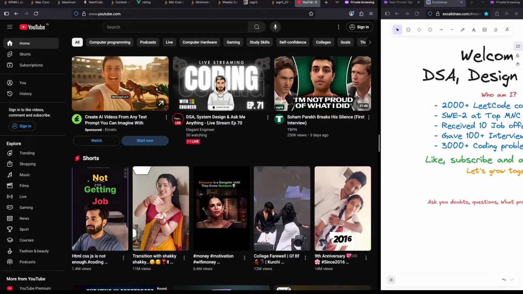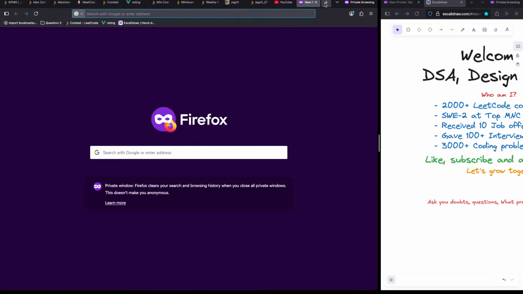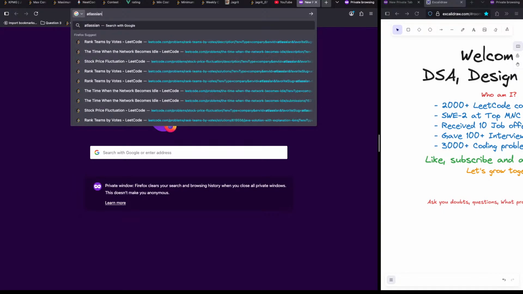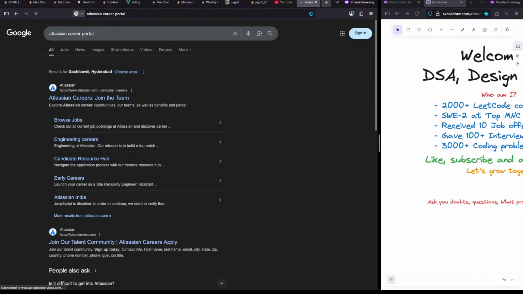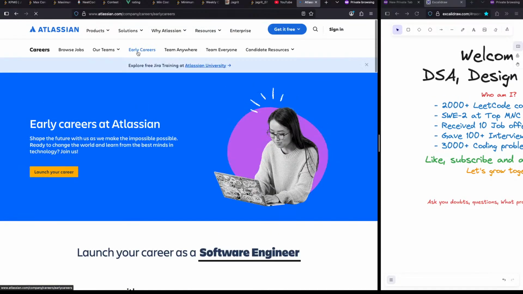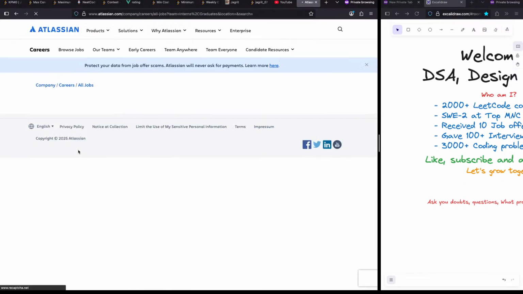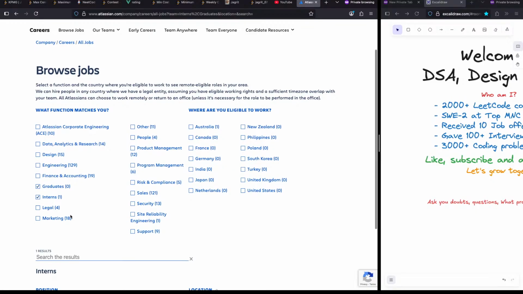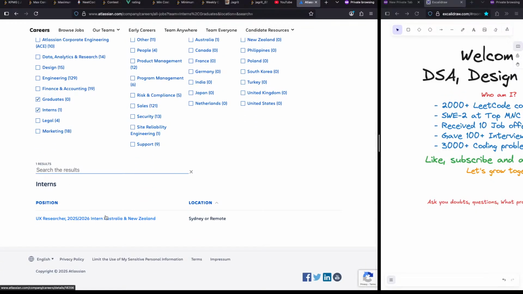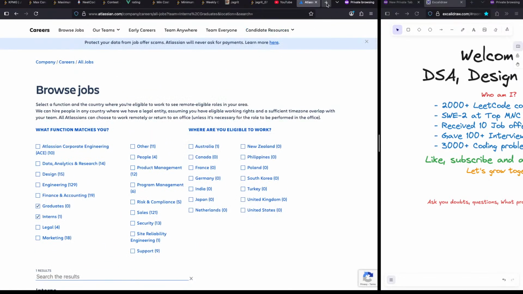Shubham, for internship, you should apply off campus, bro. Go to the portals and apply to all the companies. You'll have to search like this: Atlassian career portal, right? And then most of these have an early careers option or university options. Launch your careers, and then you see if there are any openings there. Explore open opportunities and then interns and graduate. There are none right now, but that doesn't mean that it never comes. There will be eventually, so you need to check every other day.